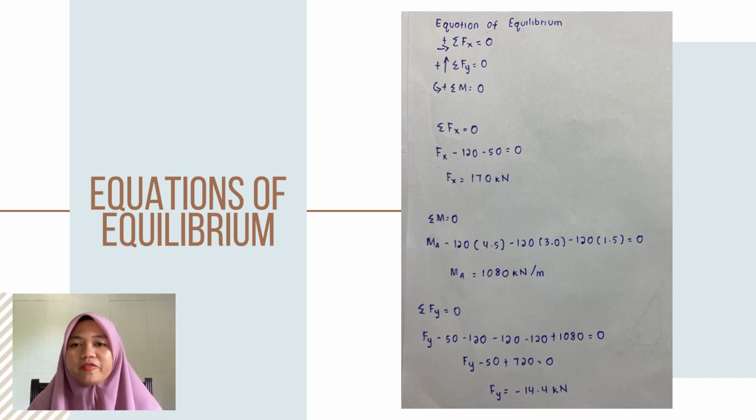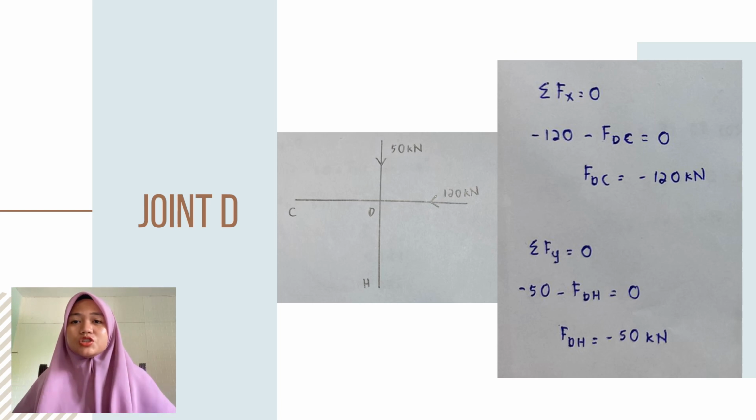And the last equation is Fy equal to 0. Fy negative 50 negative 120 negative 120 negative 120 plus 1080 equal to 0. Fy negative 50 plus 7020 equal to 0. The answer for Fy is negative 14.4 kilonewton.